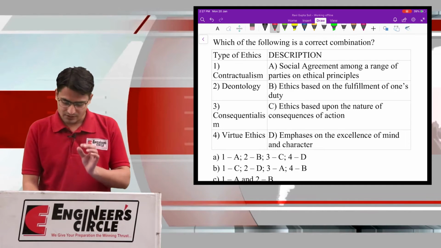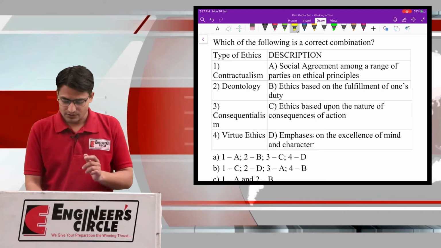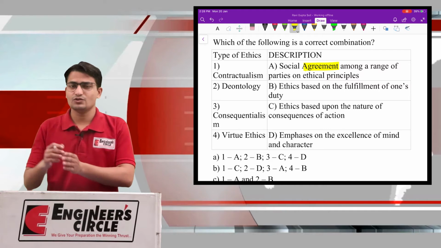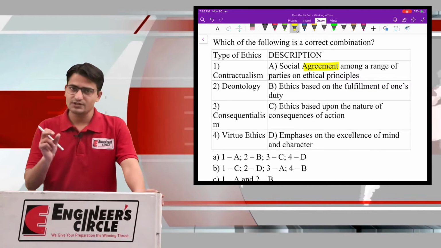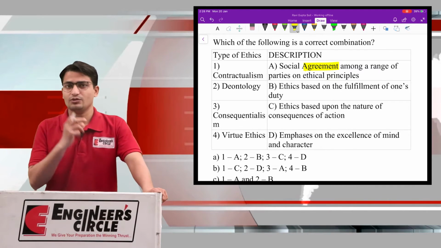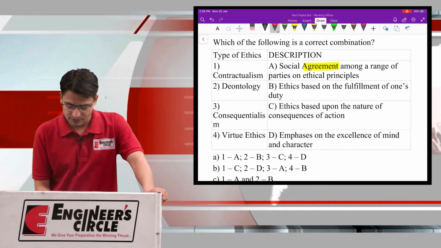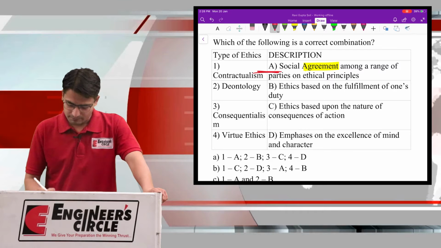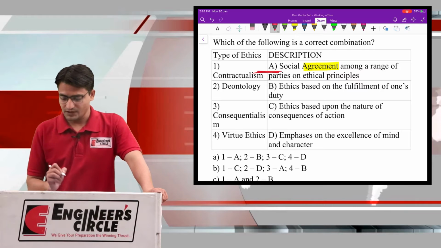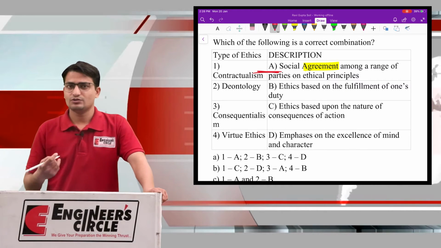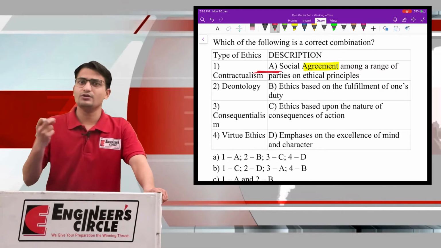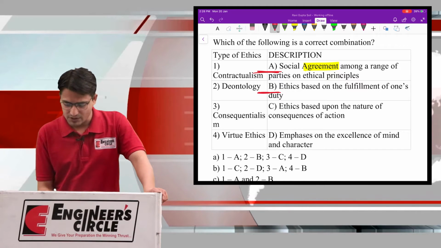So as soon as I read the word agreement, agreement is nothing but a contract among a range of parties who are sitting behind the veil of ignorance. So this is what is said by John Rawls in his contractualism theory of justice. So I can directly say one is related to A. Okay. B is ethics based on the fulfillment of one's duty. So you have to follow your duty, your actions must be good. This is what is said by deontological ethics. So directly 2 is related to B option.